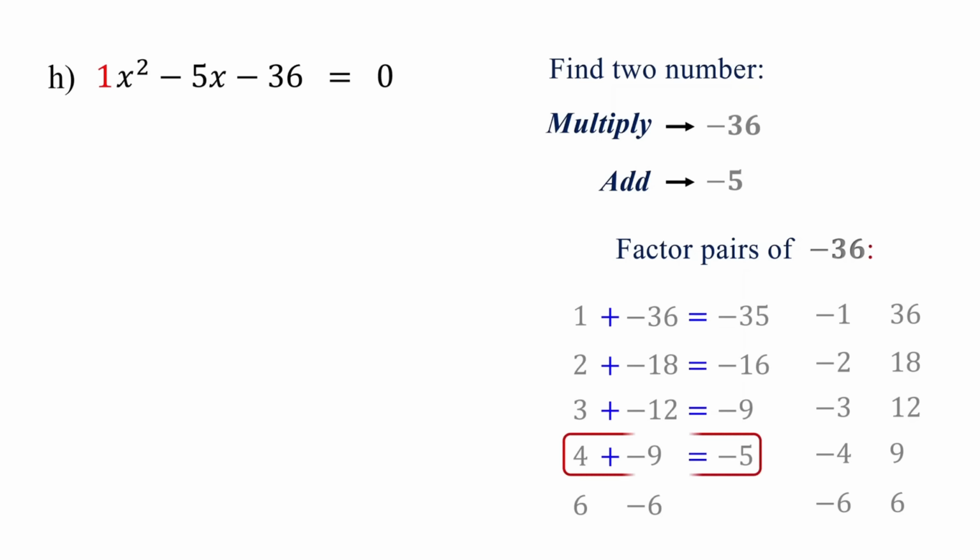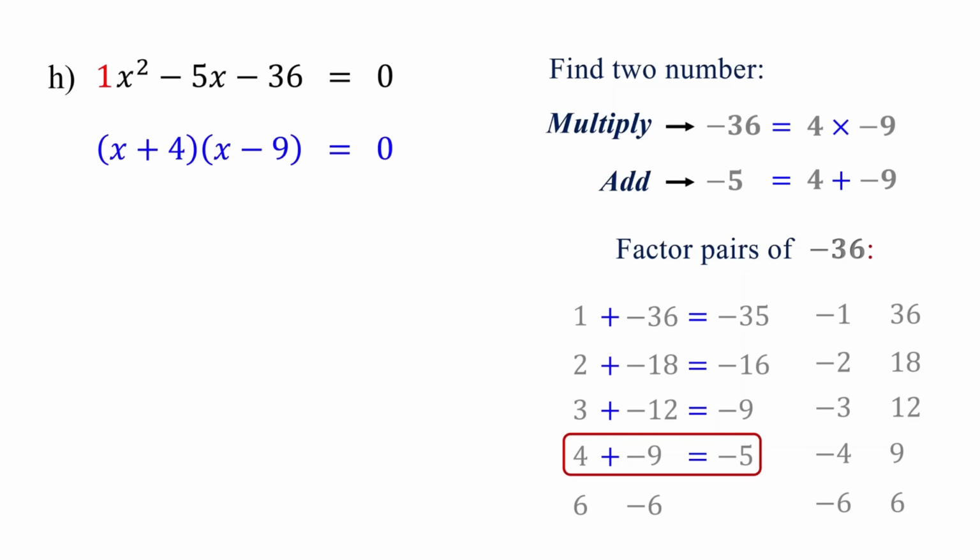It is the pair 4 and negative 9, right? As I mentioned before, there is no need to check the remaining pairs. Only one pair satisfies both conditions. Therefore, as 4 and negative 9 are the two numbers that multiply to give negative 36 and add up to negative 5, when we factor this quadratic equation, it becomes x plus 4 times x minus 9, which equals 0.